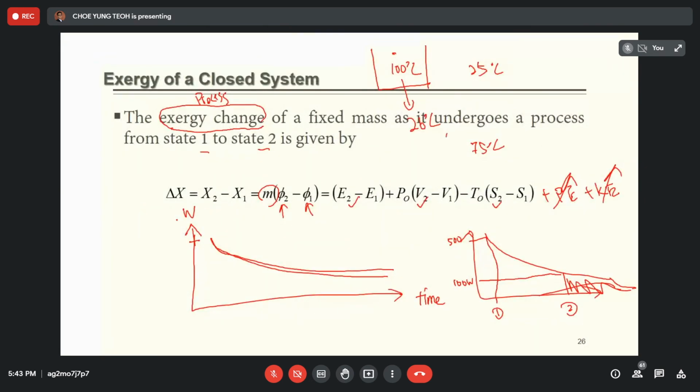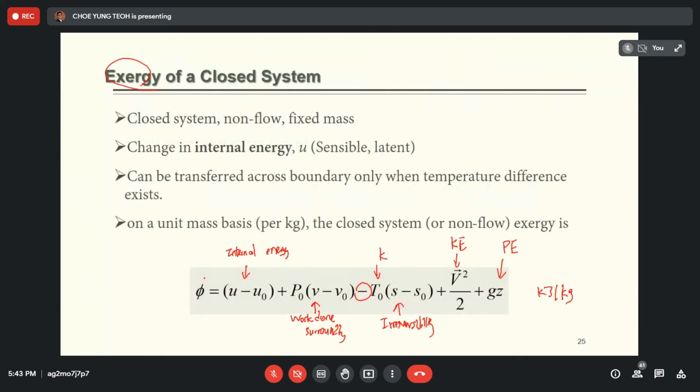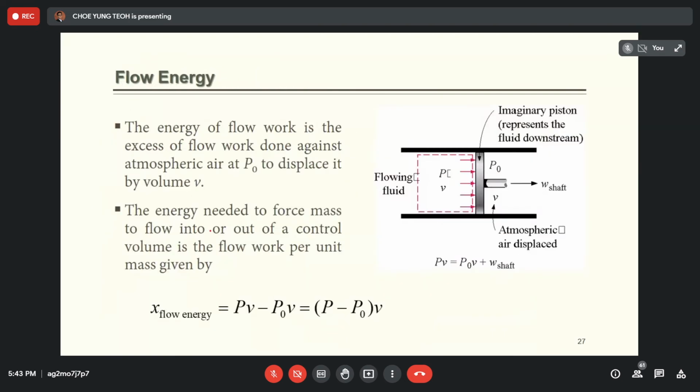So are you going to calculate Exergy change? No, we just want to calculate how much Exergy you have in the system. So we use this equation, phi, which equals the change of internal energy, work done to the surroundings, irreversibility, kinetic energy, and potential energy. Okay.